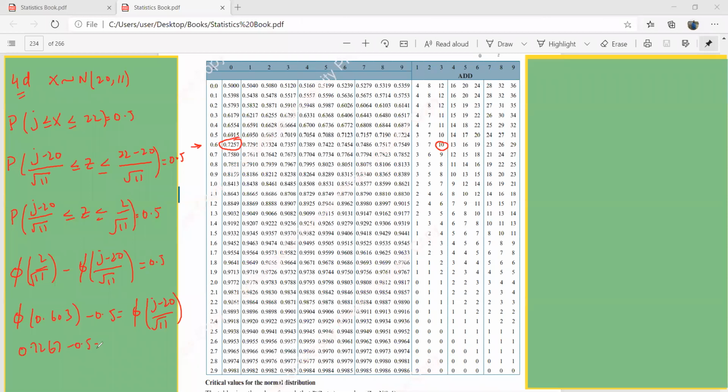This is 0.7267 minus 0.5, that is phi of J minus 20 over under root 11. These are really very lengthy questions, okay? That is going to be 0.7267 minus 0.5. I have 0.2267. Can I find phi inverse of 0.2267?